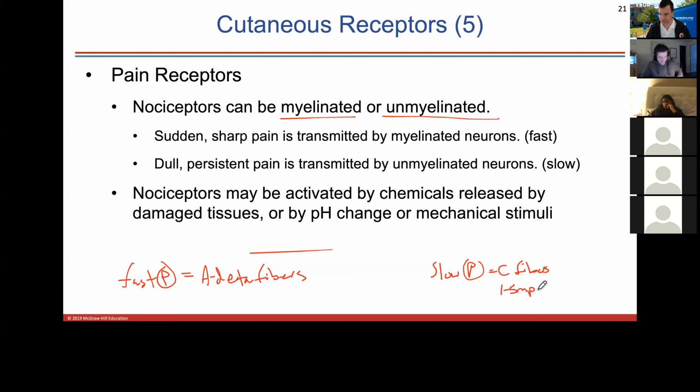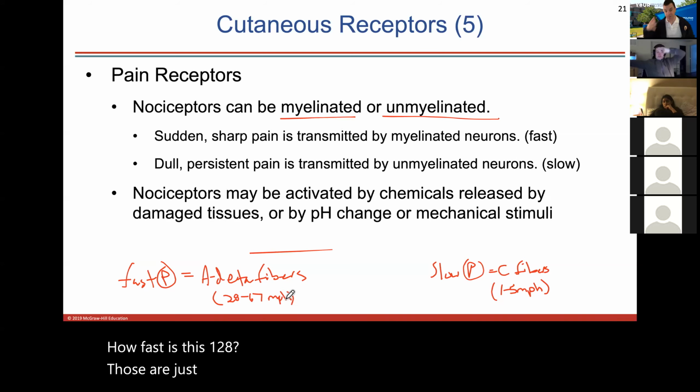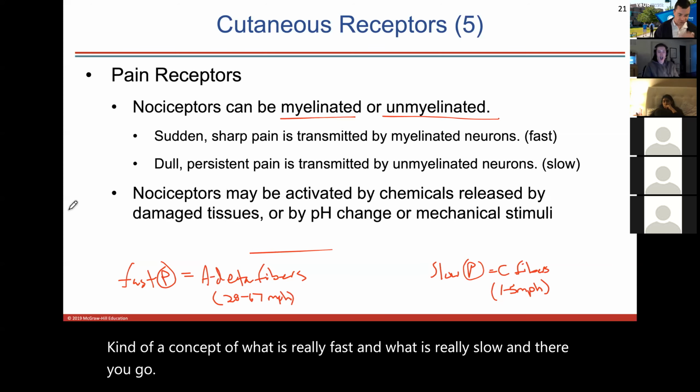Just for grins and giggles, how fast is this one? 28. Those are just some conduction speeds, just to give you a concept of what is really fast and what is really slow. And there you go.